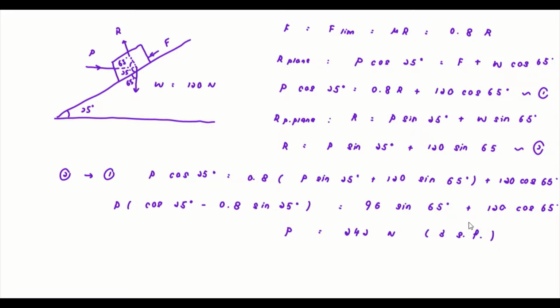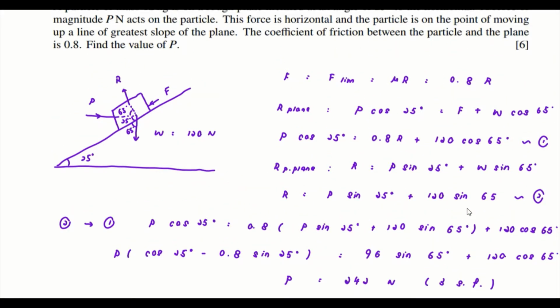I think this is quite straightforward. It depends on how you want to do it, but in this question they only want us to find P. So you can straight away use your equation and solve for P. The question didn't ask us to find R, so you do not need to continue to solve for R.